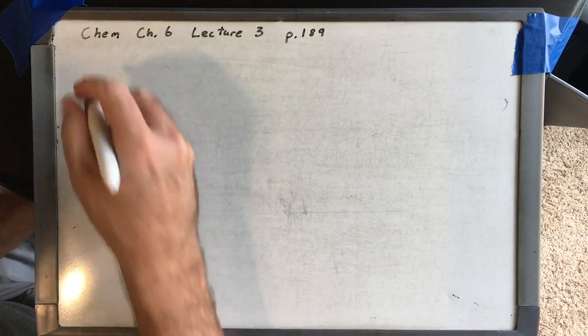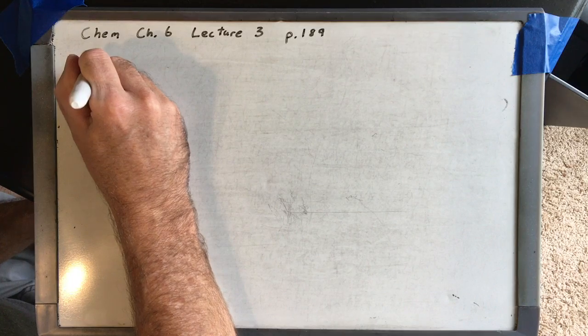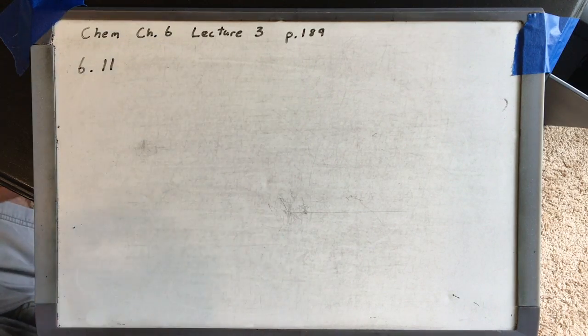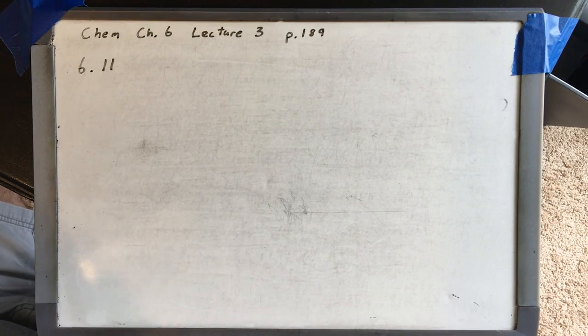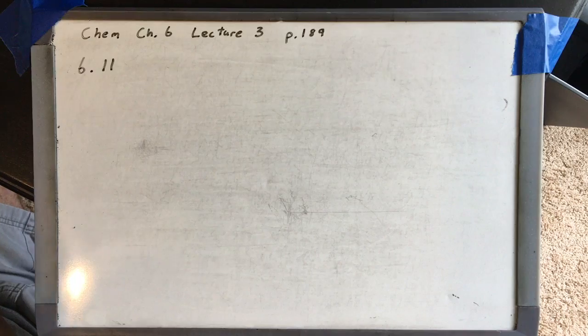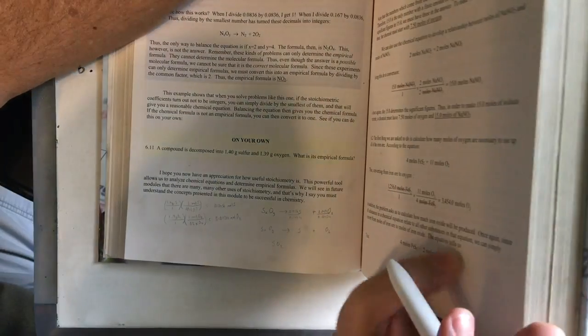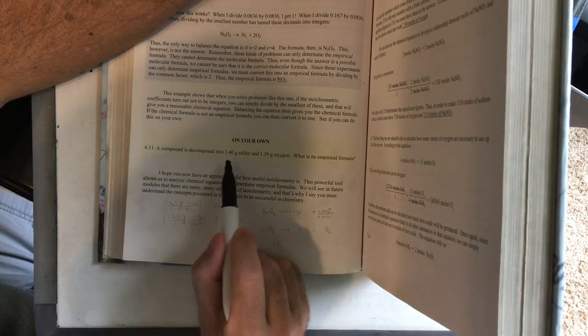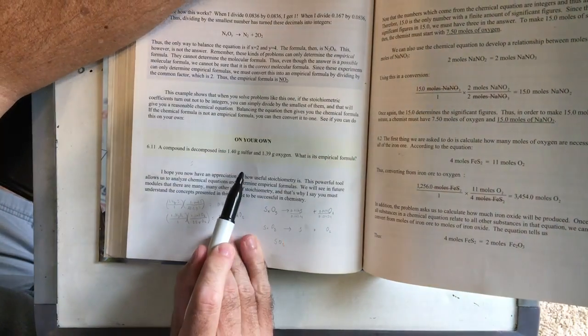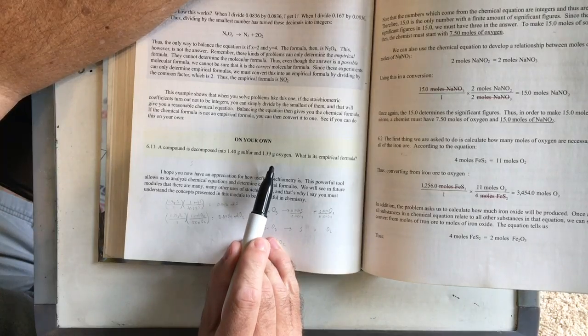Let's look at 6.11. Okay, so we're going to use a process. I'm going to teach you a process to figure out from a lab experiment how you can get the empirical formula. So reading through 6.11, it says a compound is decomposed into 1.4 grams of sulfur and 1.39 grams of oxygen. What's its empirical formula?